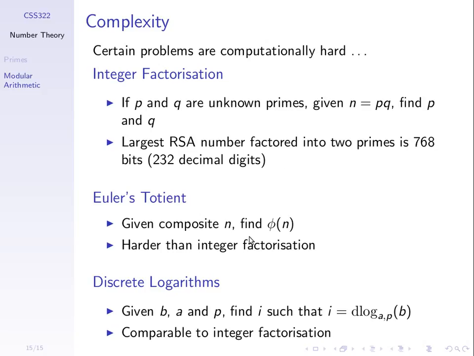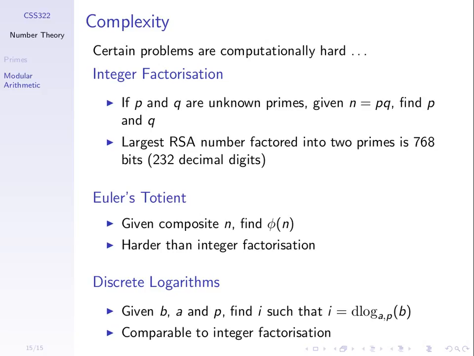Another problem which is considered hard, and actually considered even harder than integer factorization, is finding Euler's totient. If you're given some composite value n, so it's not prime, then finding the totient of n is considered impossible to do if it's large enough. The only way that you can do it is if you know that n is made up of multiplying two primes, p and q, together. Because if we know that n equals p times q, it's very easy to solve. The totient of n is simply the totient of p times the totient of q.